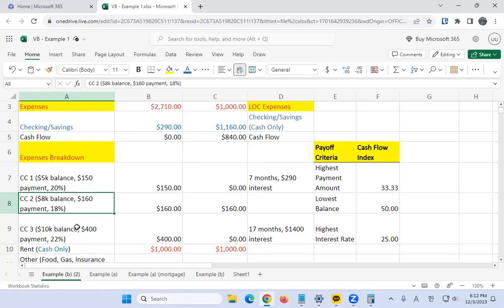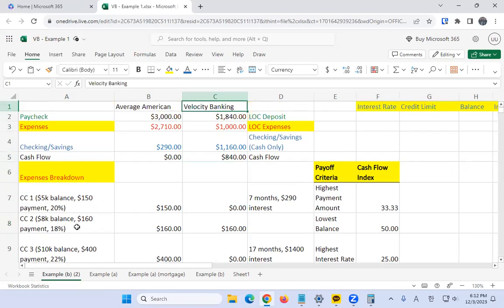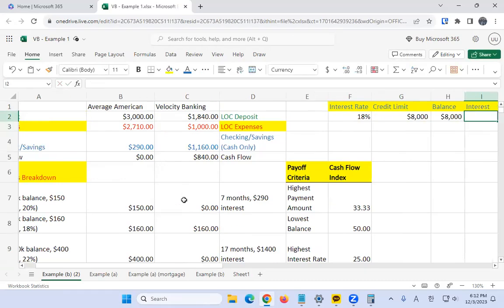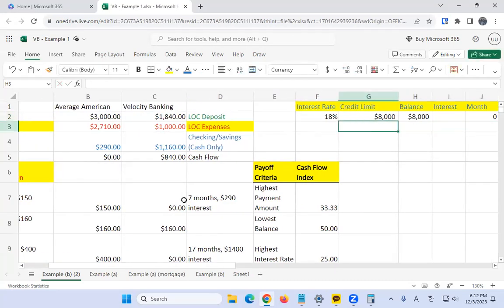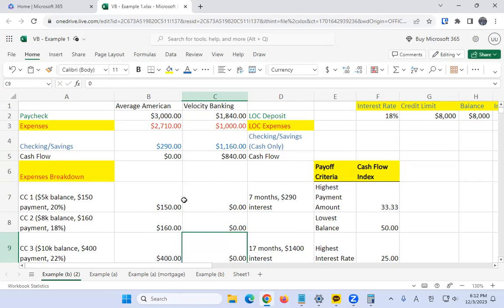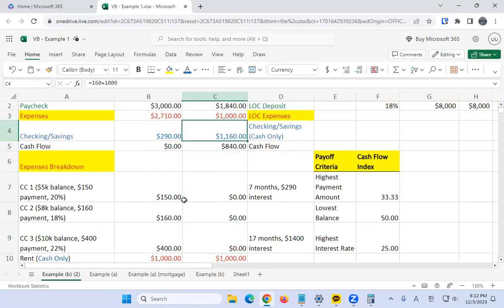Okay, so now we're going to pay off credit card number 2. So this is going to be 0, right? So actually let me put the information here. So this will be 18% interest, $8,000 limit, $8,000 balance, month 0, and what is our new cash flow? So this is going to be 0, right? So this is going to be 0.